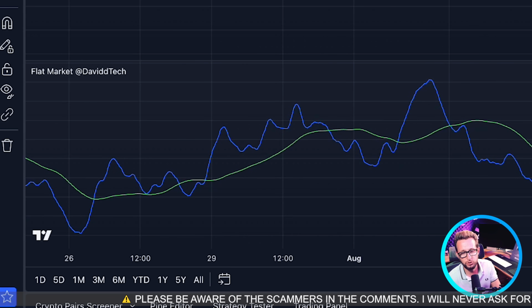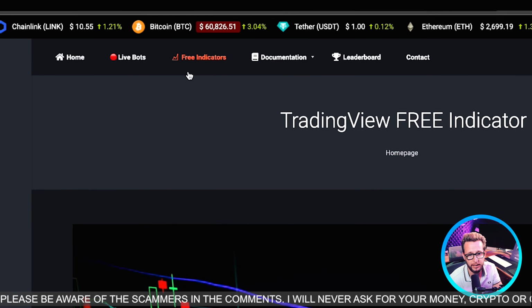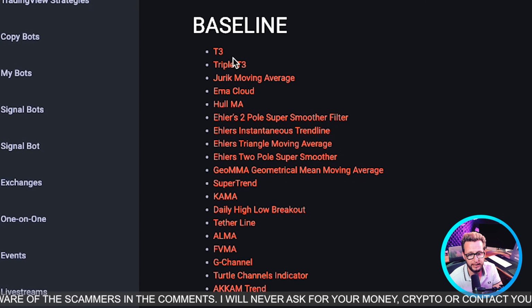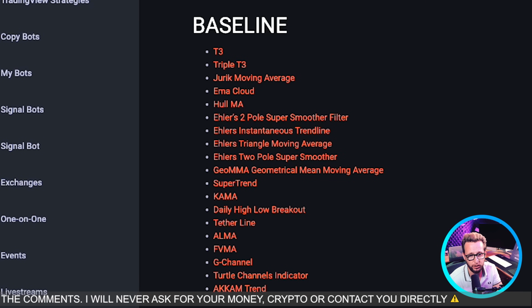Now, though it is closed source, it is completely free of charge. You just go over to davidtech.com, click on free indicators up here, choose the indicator you want to add to your chart, and you can add it to your favorites. You can find it very easily on TradingView.